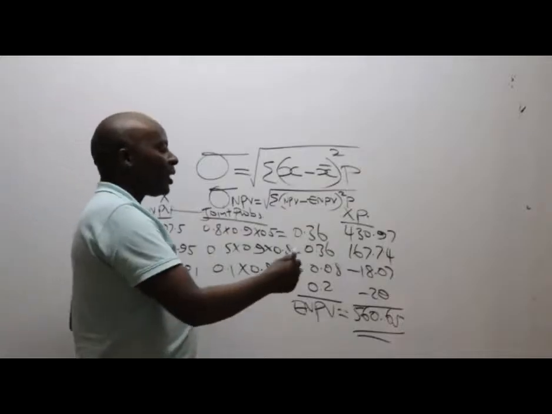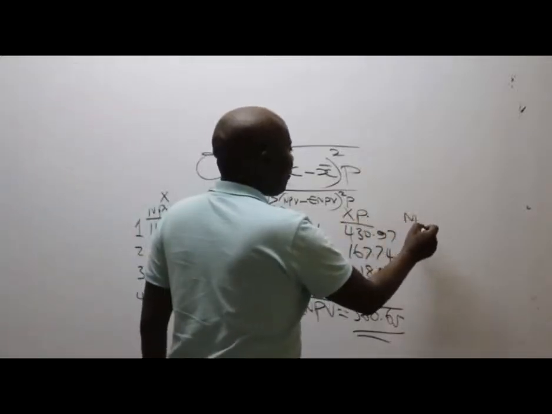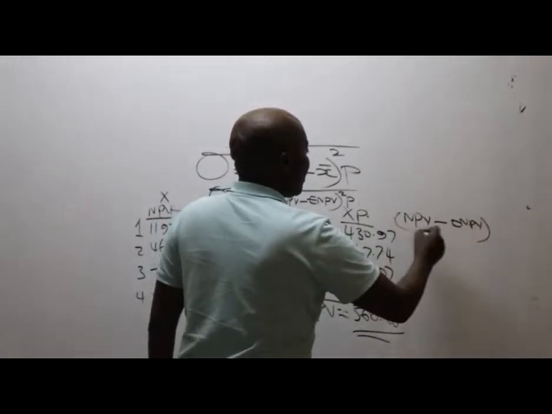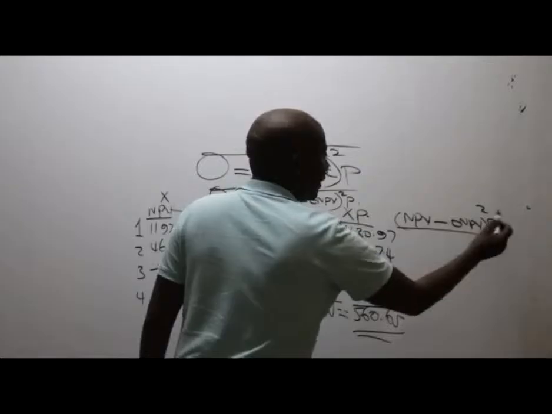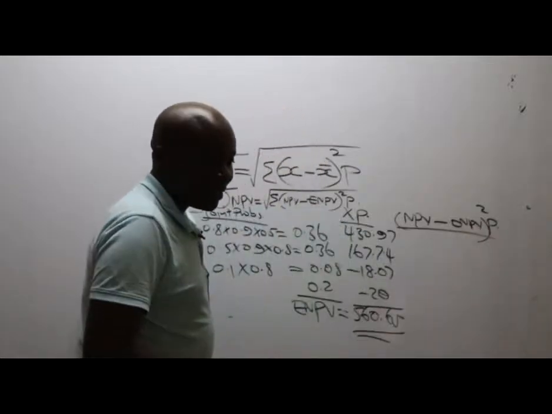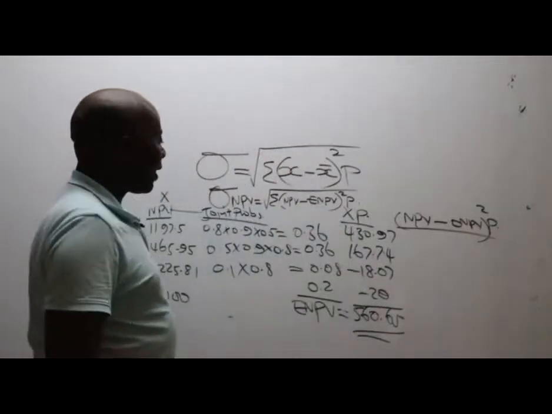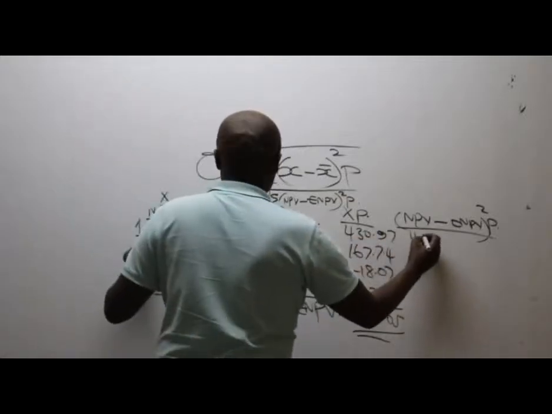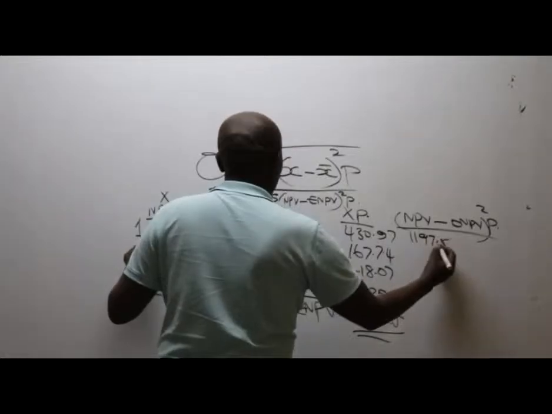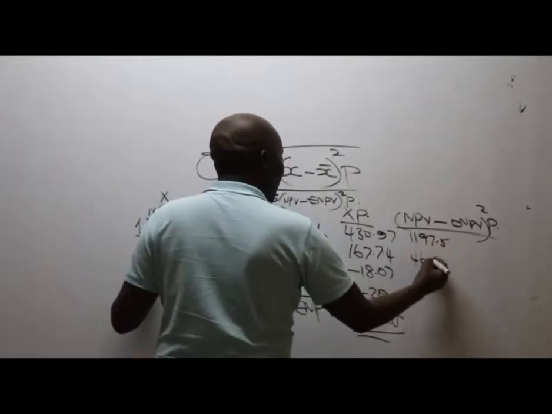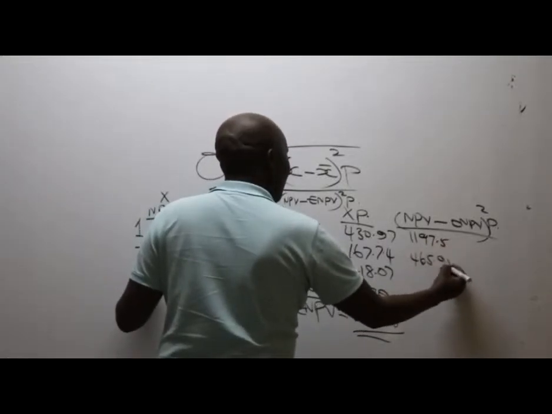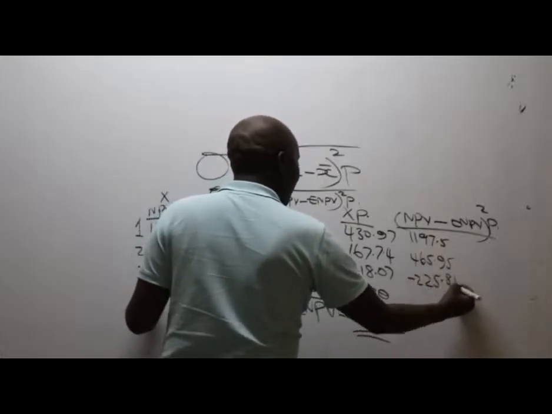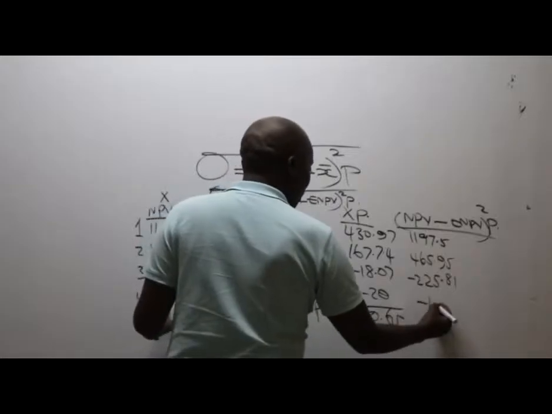So then create a column here of NPV minus expected NPV squared times probability. We start with the NPVs. They are here. I'm simply copying them down. These NPVs are here: 1197.5, 465.95, 225.81, and minus 100.